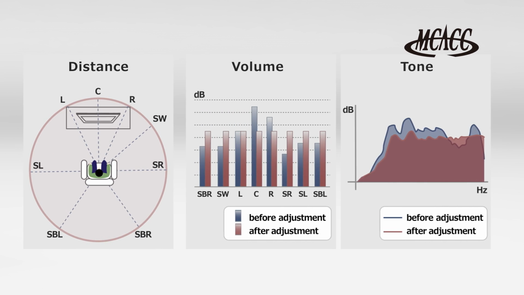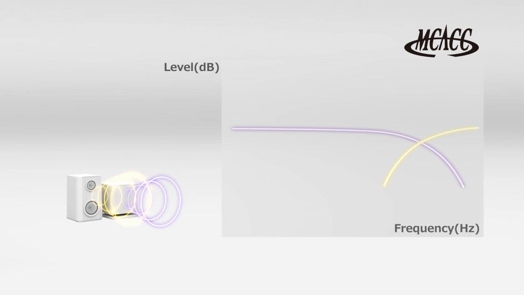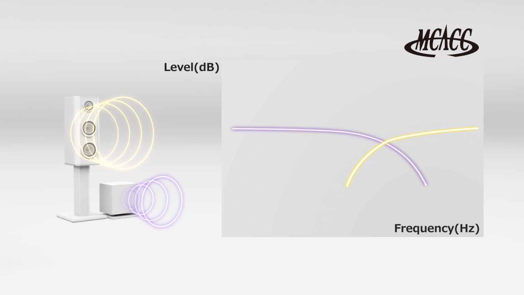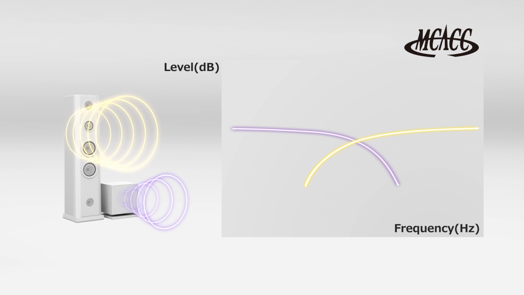The basis of all acoustic field correction is the correction of speaker distance, volume, and tone. With MCACC, along with correction of these 3 elements, the crossover frequency of the subwoofer is adjusted to coincide with the low-frequency reproduction capabilities of the speakers. This creates the perfect environment for multi-channel playback.